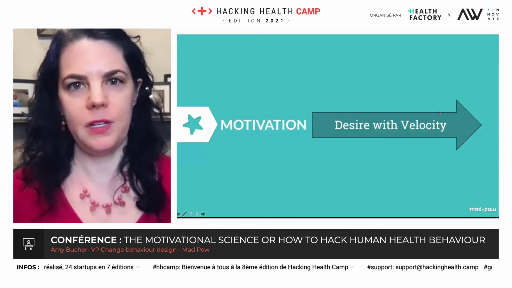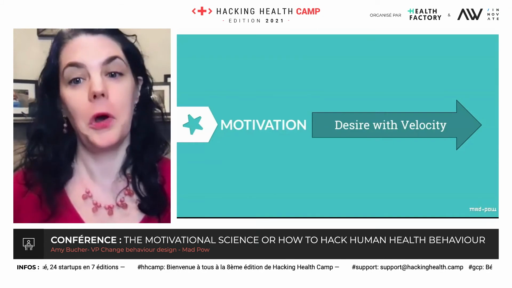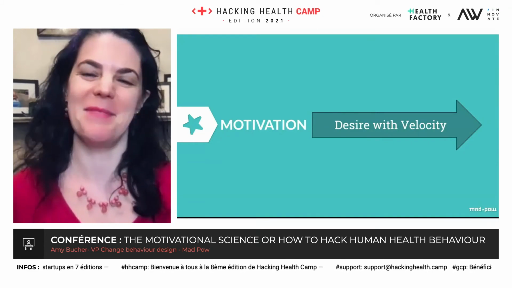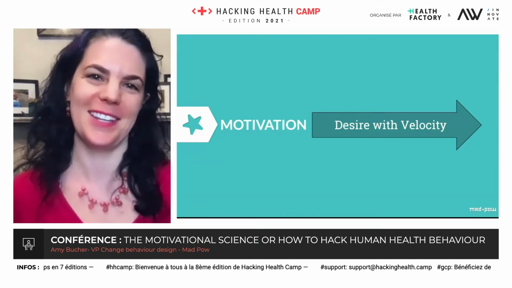A simple definition of motivation that I like, and I hope this works in French, is that motivation is desire with velocity. The reason I like this definition is because motivation, like velocity, has a direction. It takes a target. So when we talk about motivation, there is a behavior attached to it when we think about it from a psychological perspective.